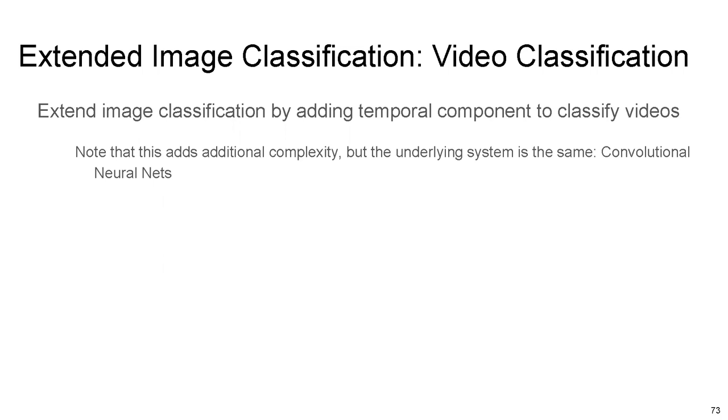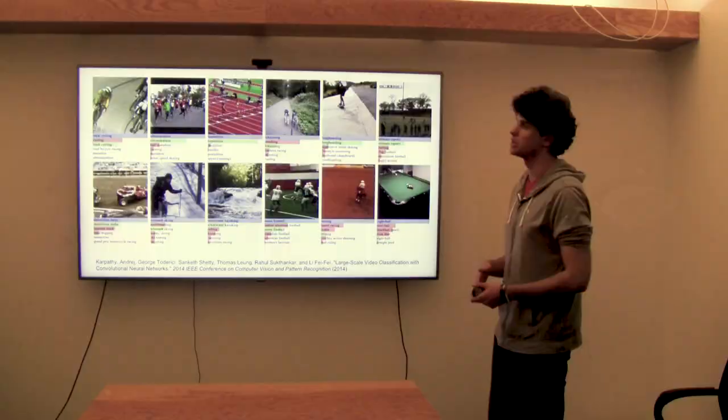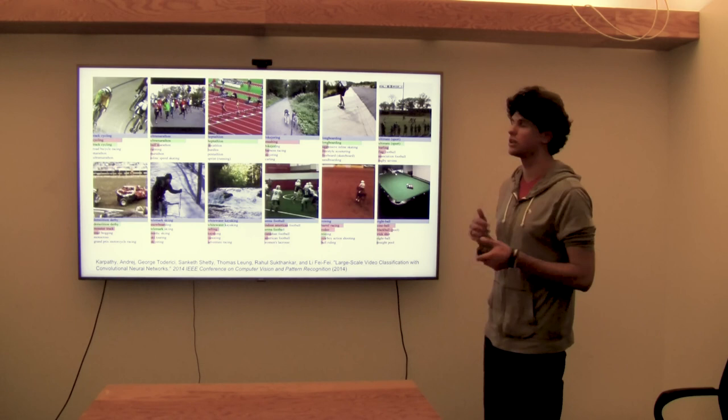So let's look at a study done, again, at Google, where they extracted 1 million sports videos from YouTube, with somewhere between 400 and 500 different classes, and they used CNNs to attempt to classify these videos. They used different approaches, different tests, different types of CNNs that I'm not going to go into.